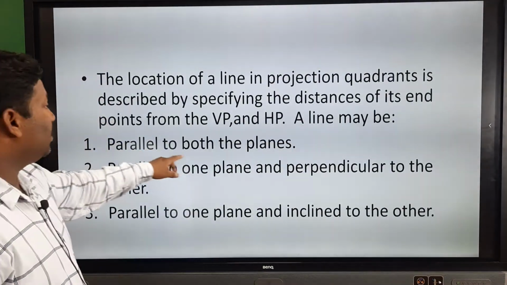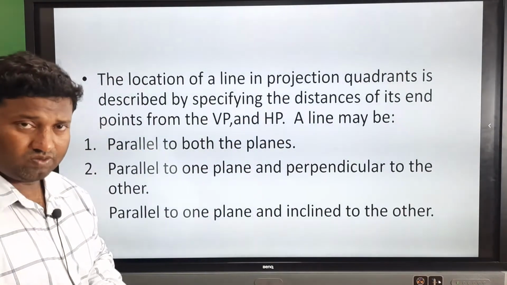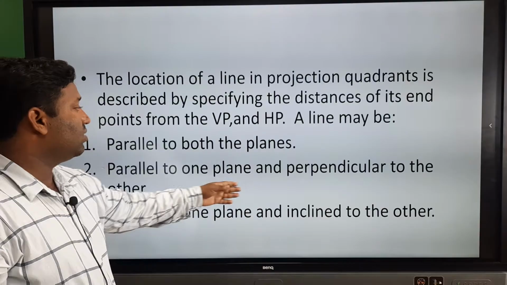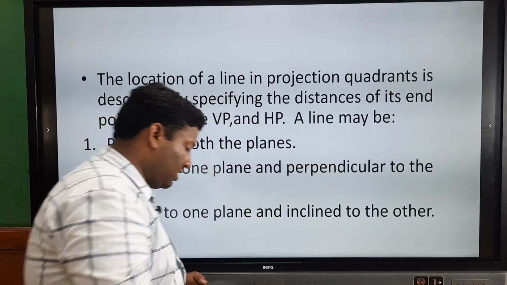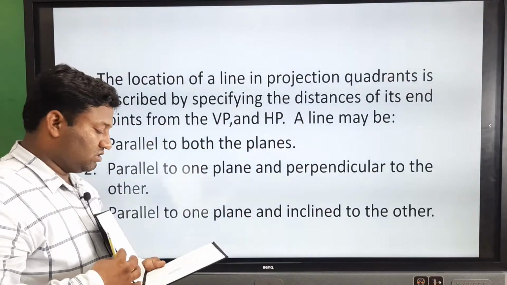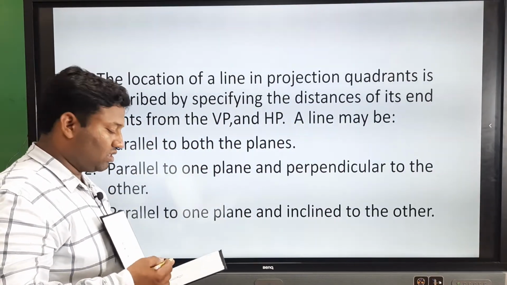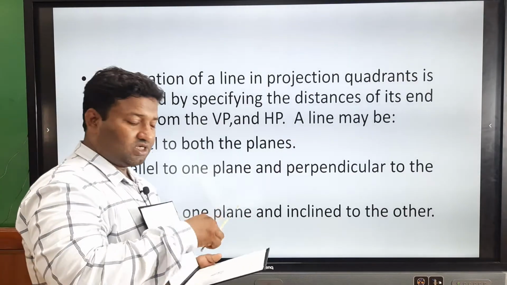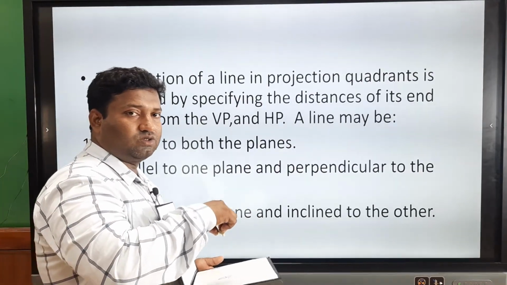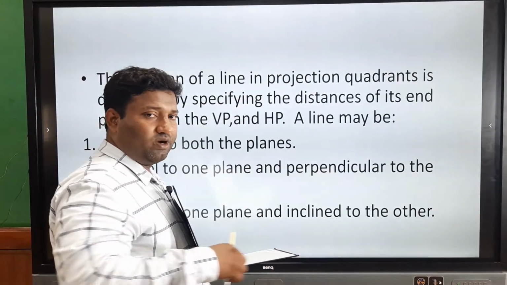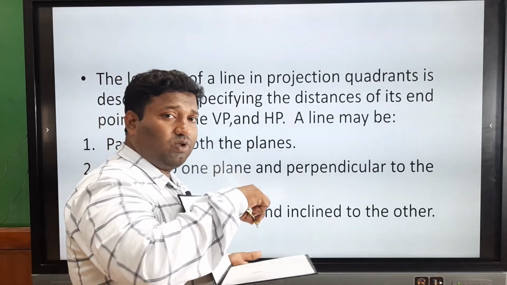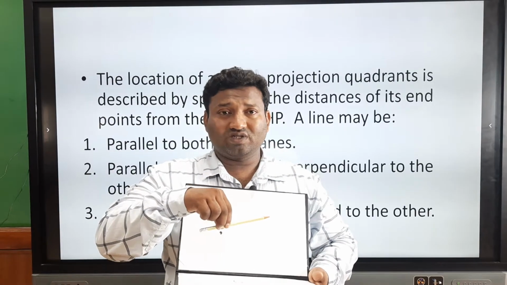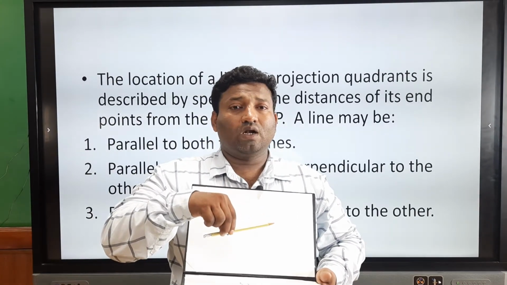Whether it is HP or VP, the line may be, as per our question and syllabus, parallel to both planes, the first condition. Second, parallel to one plane and perpendicular to the other. I will describe this in detail when I discuss the problem. As per the first condition, if you see it in the XY quadrant, it appears like a dot. When we rotate it, the line is parallel to both the reference planes.